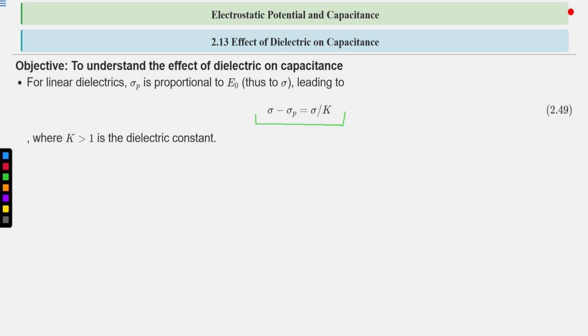So epsilon naught will cancel out, sigma minus sigma p will go there and k will go there. After solving this equation, this came. Where k is the dielectric constant, and k is greater than 1. k equals 1 for air, and k is greater than 1 for any dielectric medium.